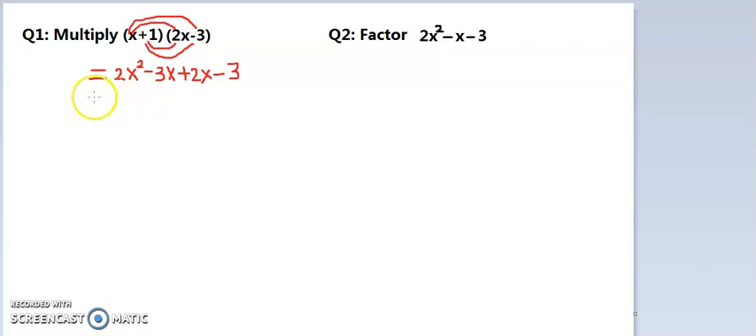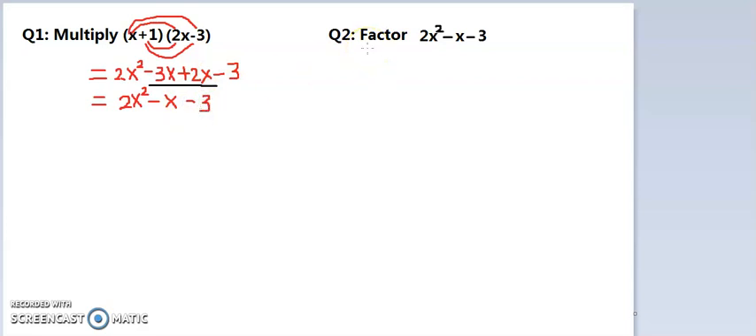So now we're going to combine like terms. Notice that only these two terms in the middle are like terms. They both have x. So we're going to combine these two, and we're going to get negative x. The other two terms, 2x squared, we just copy them. When we combine like terms, we add or subtract the numbers in front of the variables. So negative 3 plus 2, it's negative 1x. That 1 can be omitted. And then minus 3. So that's the answer.